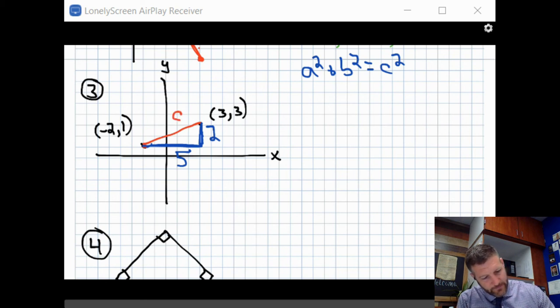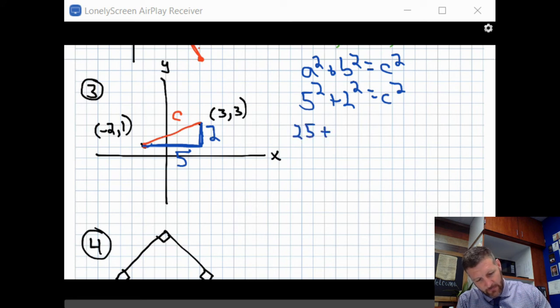Okay, so let's go ahead and solve this. We just go, okay, plug it in. 1 leg is 5 squared plus 2 squared. It doesn't matter which one is a and b, so that's nice. I could do 2 squared plus 5 squared or 5 squared plus 2 squared. So that's 25 plus 4 equals c squared. That is 29 equals c squared.